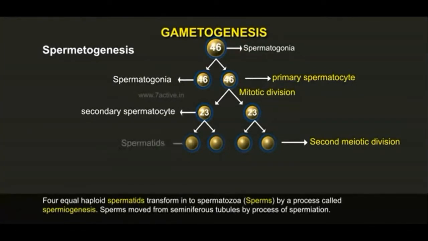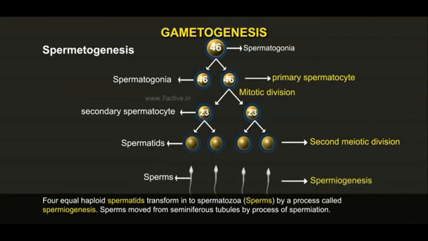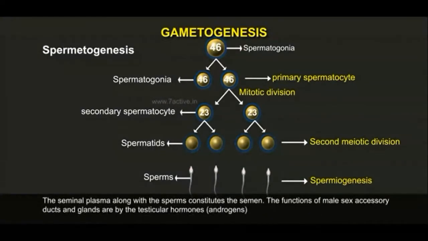The 4 equal haploid spermatids transform into spermatozoa, sperms, by a process called spermiogenesis. Sperms are released from the seminiferous tubules by the process of spermiation. The seminal plasma, along with the sperms, constitutes the semen. The functions of the sex accessory ducts and glands are maintained by testicular hormones, androgens.